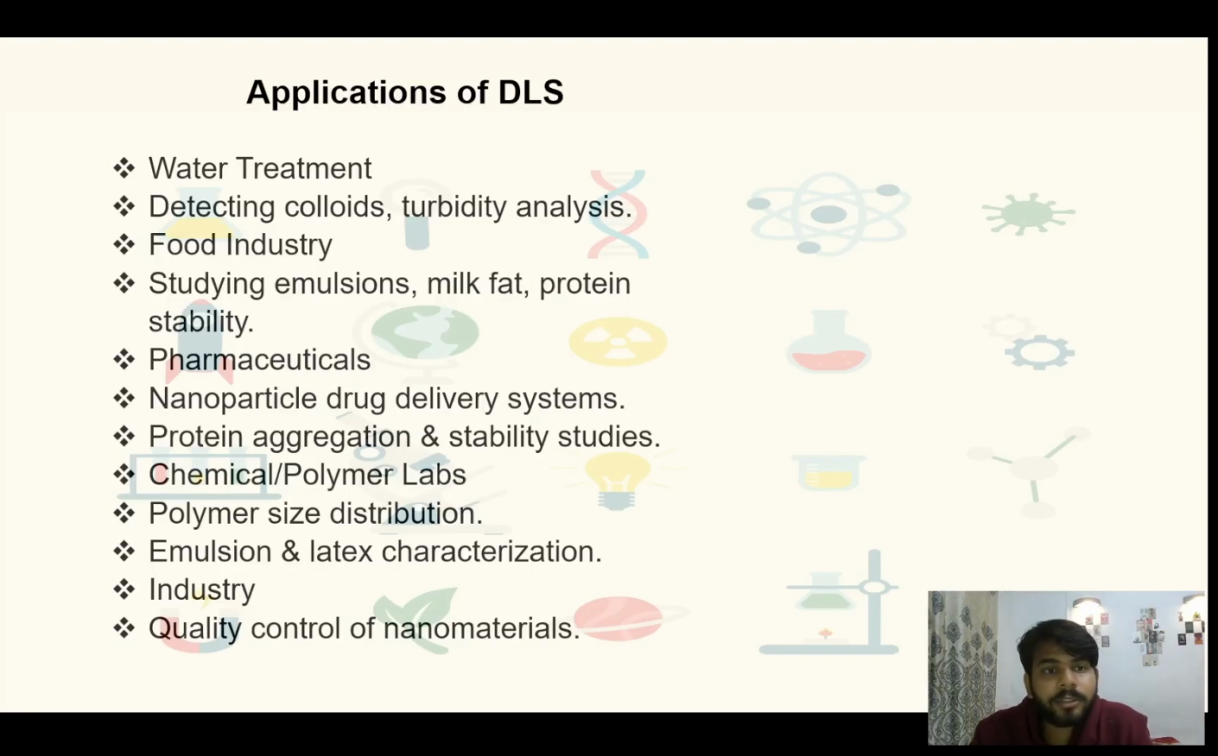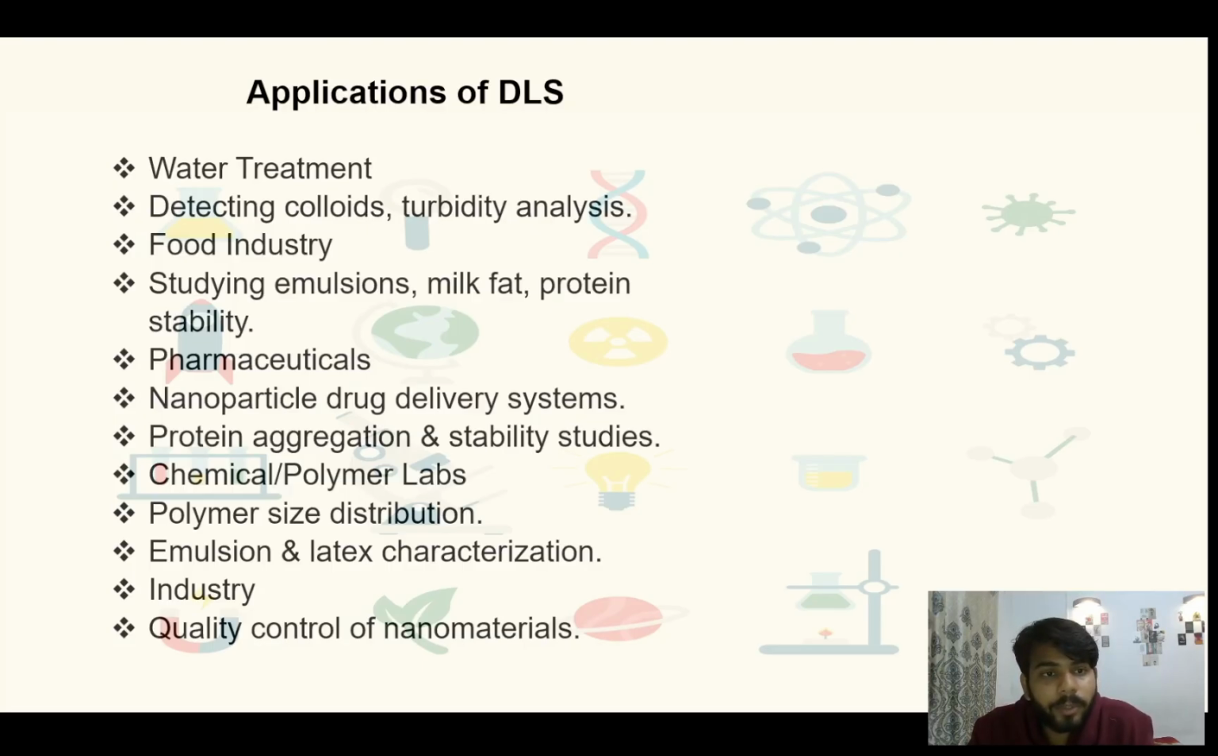There are various applications as listed here also. Water treatment, the food industry, studying of emulsions, pharmaceuticals, nanoparticle drug delivery, protein aggregation and stability, chemical or polymer labs, polymer size distribution, emulsion and latex, various industries, and quality control of nanomaterials. So we will look at these one after another. For the first one, water treatment.